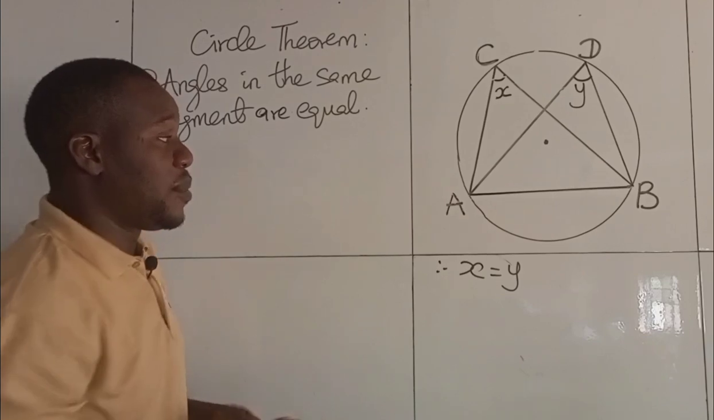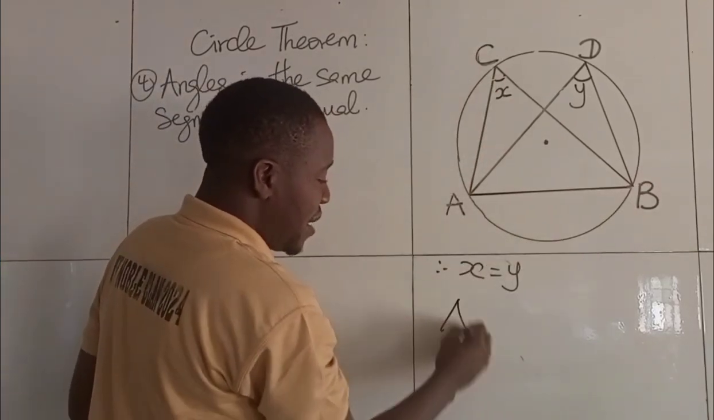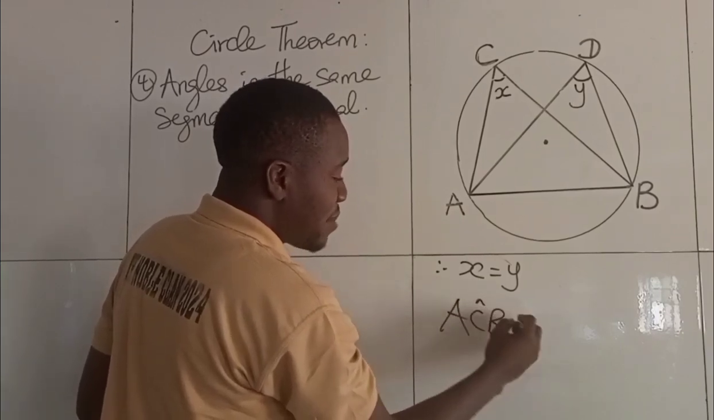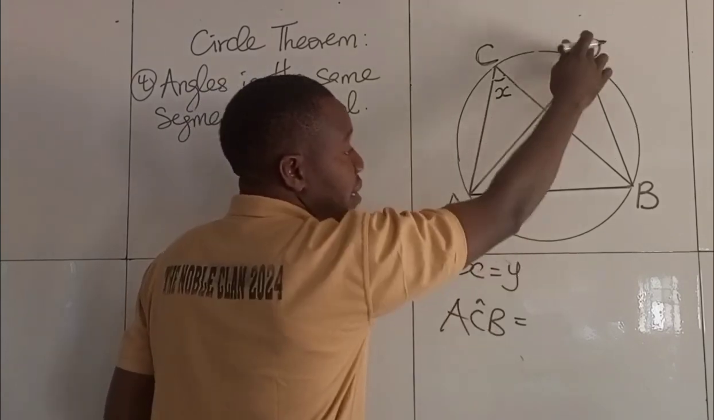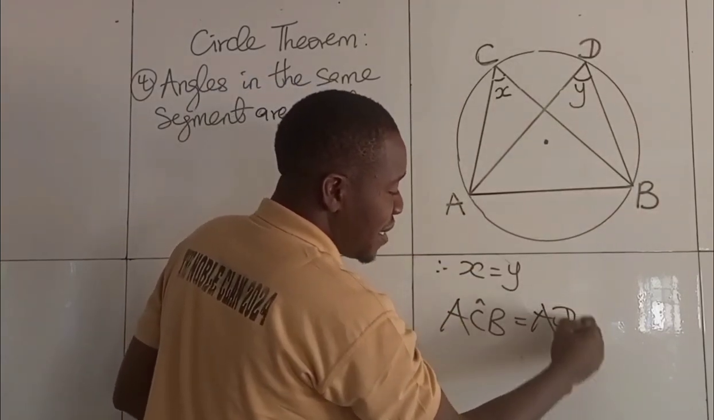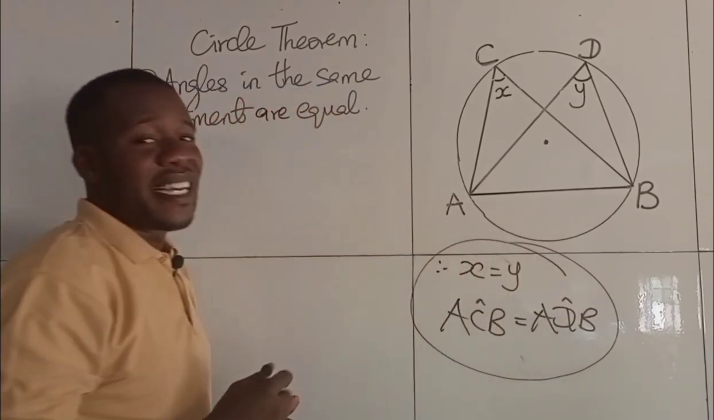So with the lettering, we can call angle X ACB. So angle ACB, we cap C because the angle was formed at C, is equal to angle ADB. Angle ADB, we cap D. So angles at the same segment are equal.